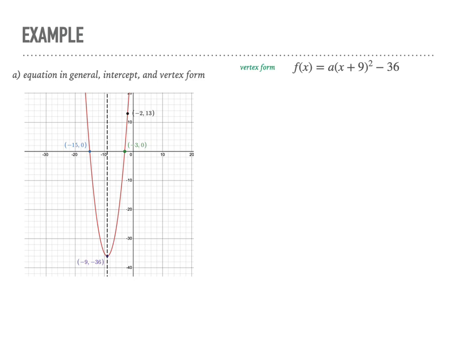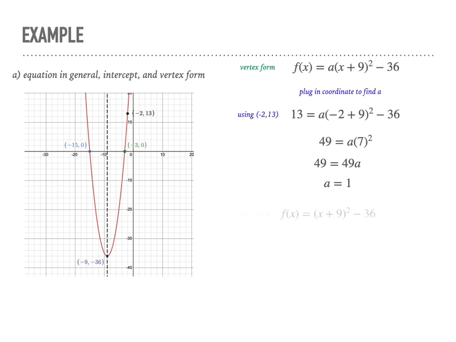Let's actually just start off with the vertex form, and as you guys know, it's f of x equals a(x minus h) squared plus k, and we can just plug in the vertex that's given, -9, -36, and all we have to do is find a. So let's plug in one of the coordinates that they give us, which is -2, 13. And plugging that value in, we can just solve for a, and we eventually get that a is equal to 1. And our vertex form is f of x equals (x plus 9) squared minus 36.